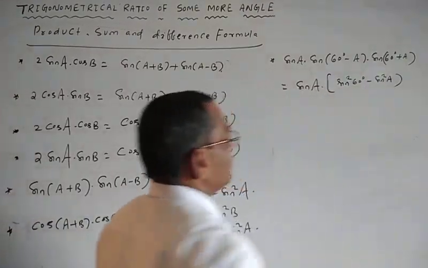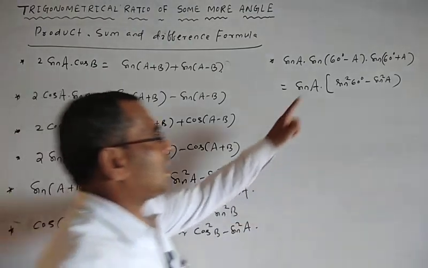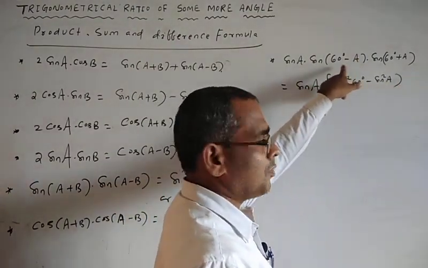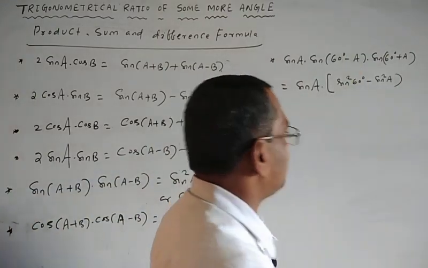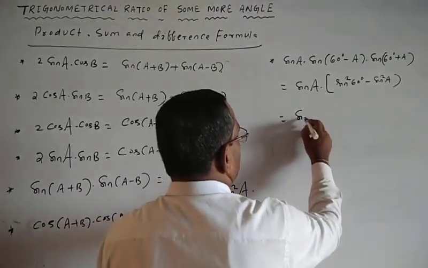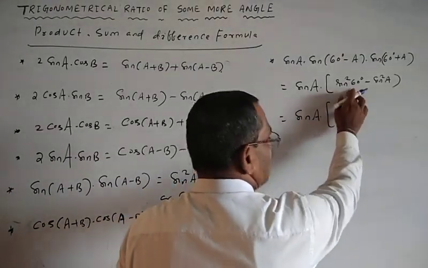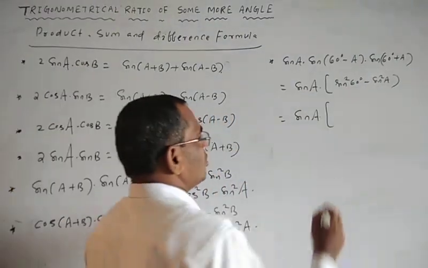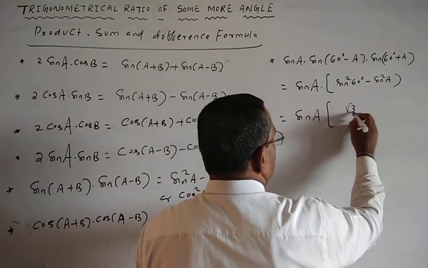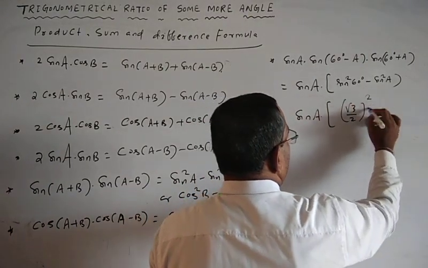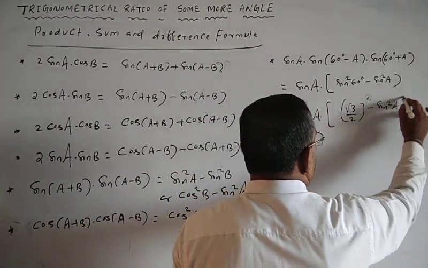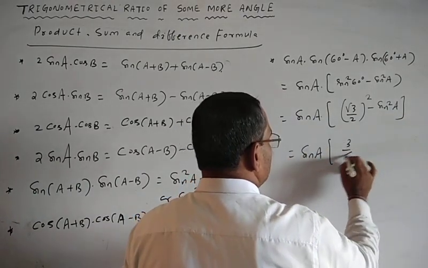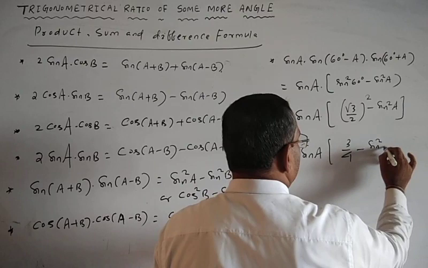Okay. So the formula is sin(60 minus a) into sin(60 plus a), that is sin square a minus sin square b. So this is equal to sin A into sin square 60 degree. Sin 60 is equal to what? Root 3 by 2. So root 3 by 2 whole square minus sin square A. Okay. So this is equal to sin A into 3 by 4 minus sin square A.